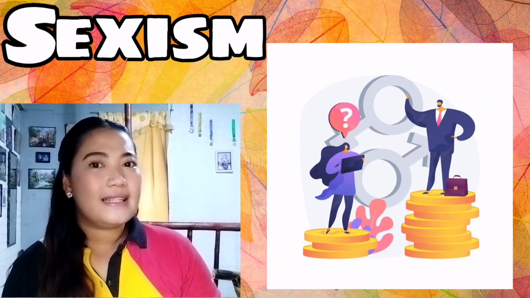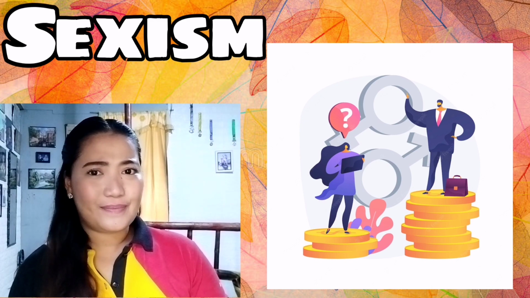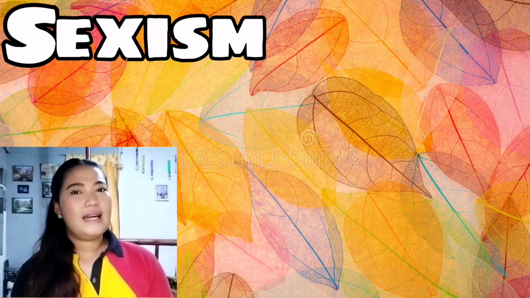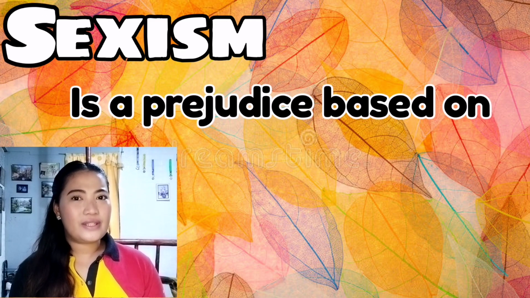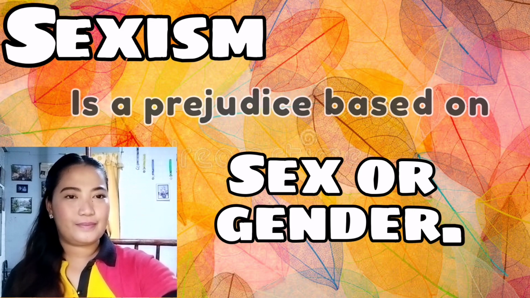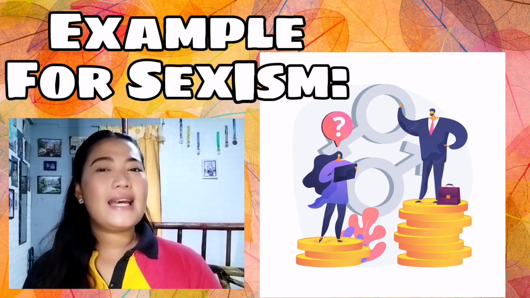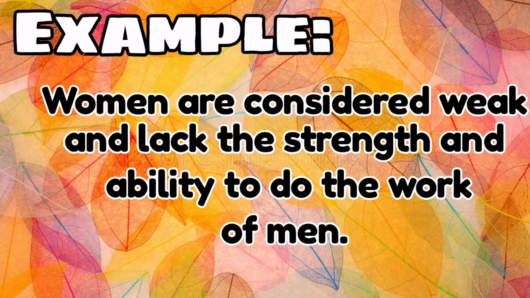Next is sexism. So what is sexism? Sexism is a prejudice based on sex or gender. And here is the example for sexism. Women are considered weak and lacking the strength and ability to do the work of men. It is an example of sexism.